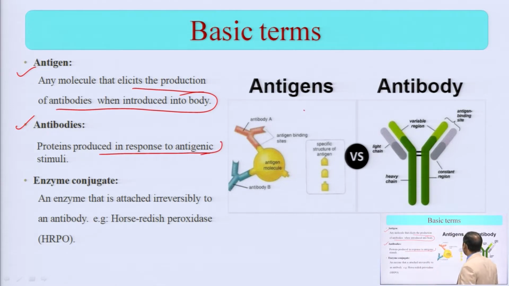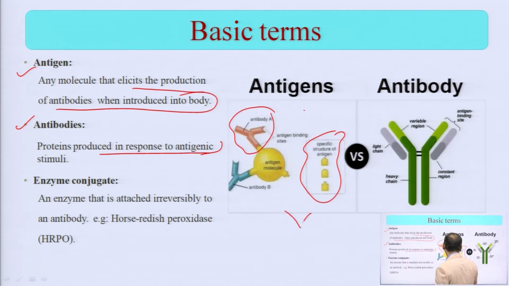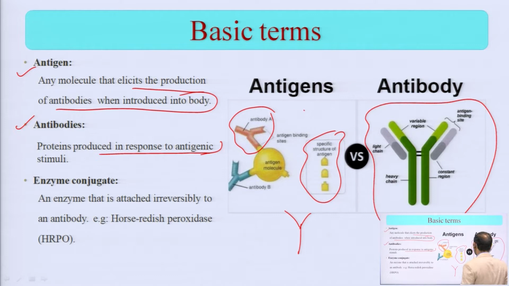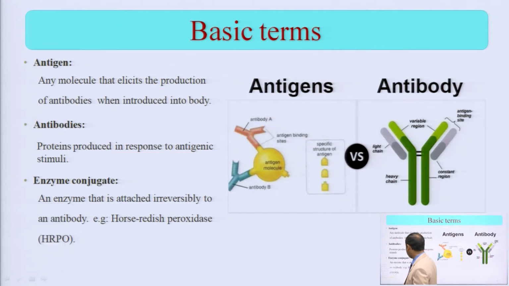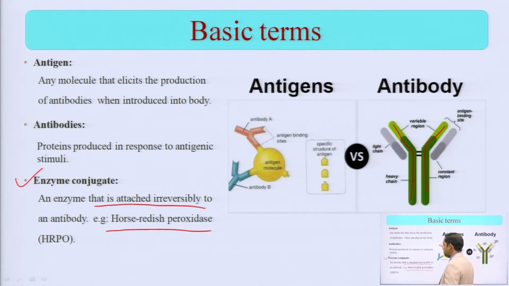This specific structure of antigen is binding with the antibody. All of you are aware antibody is a Y shaped structure. Here I have given the picture of antibody. The antigen structure might be any kind of structure, but the antibody will be in Y shape. And what is an enzyme conjugate? An enzyme that is attached irreversibly to an antibody, that is horseradish peroxidase, HRPO. I am going to tell you more about these things.